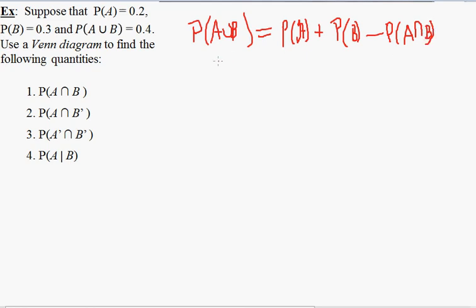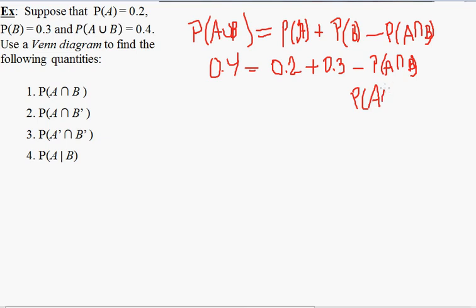Okay, so the probability of A or B is given to be 0.4. The probability of A is given to be 0.2. The probability of B is given to be 0.3. So the only thing that's left is the probability of A and B. And so what has to happen is that the probability of A and B must be equal to 0.1.